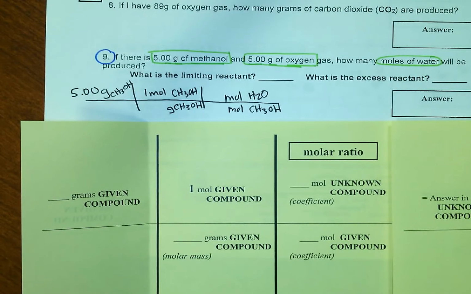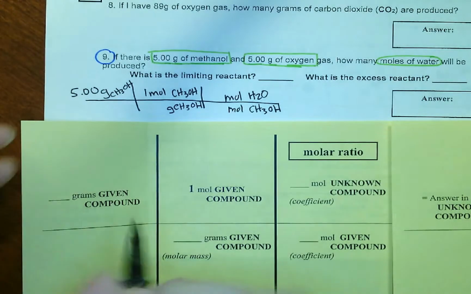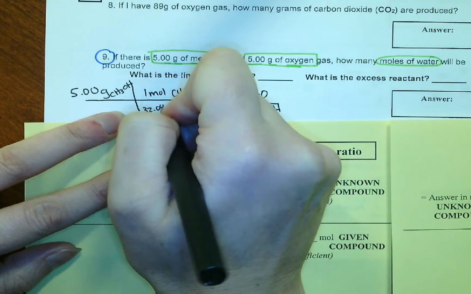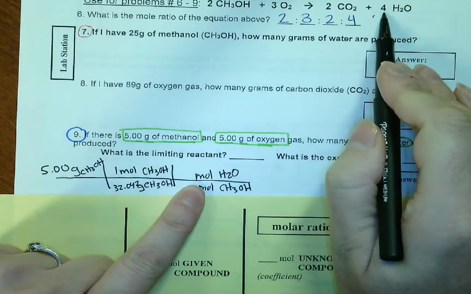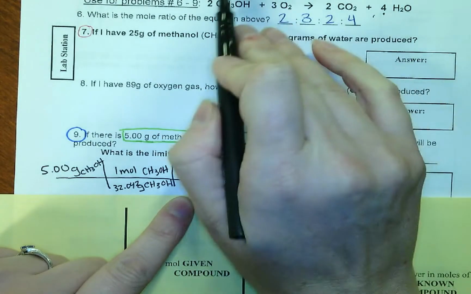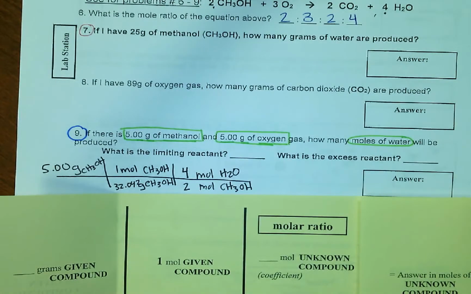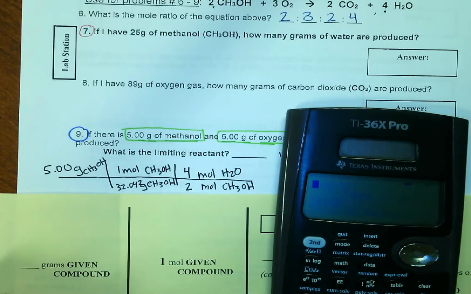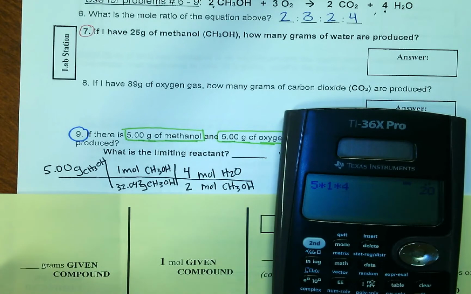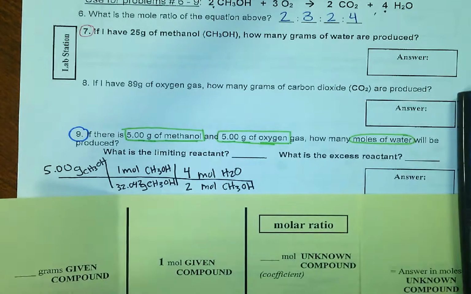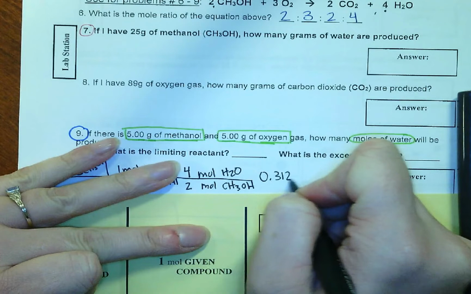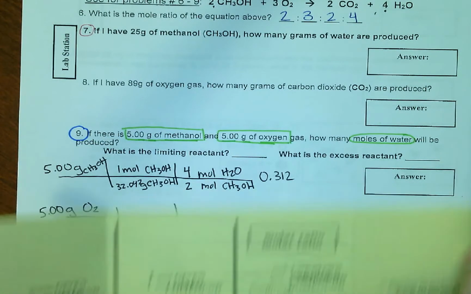All right, it tells me to get the molar mass in front of the bottom one, which let me grab my answer key so I can show you all that. Okay, so the molar mass of methanol is 32.042, and then it tells me to put the coefficients here. So the coefficient for water was right there, 4, and the coefficient for methanol is right there, 2. Alright, now I'm going to multiply everything across the top and divide the rest. So 5 times 1 times 4 divided by 32.042 divided by 2, like this. And I get 0.312. That is not my answer, not yet, until I solve this next one.